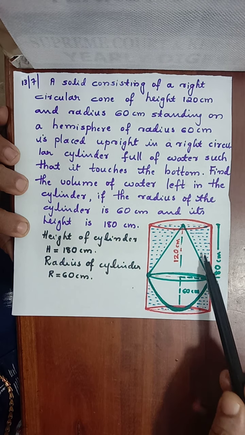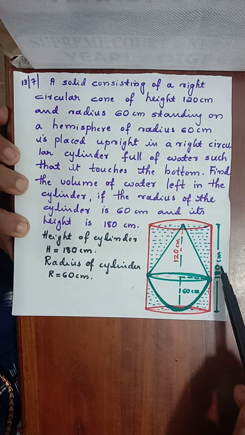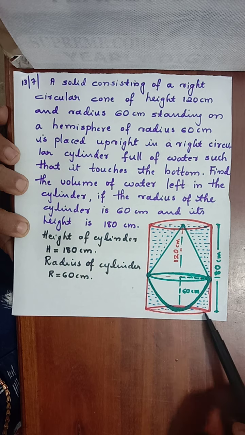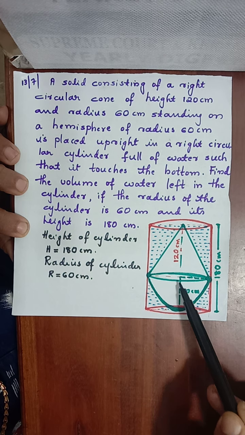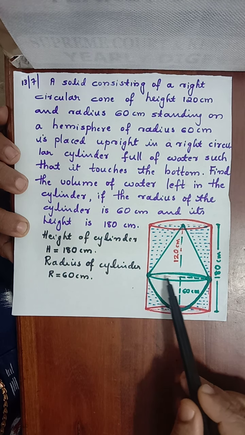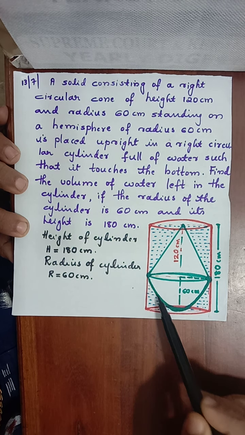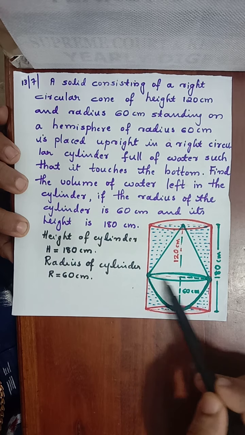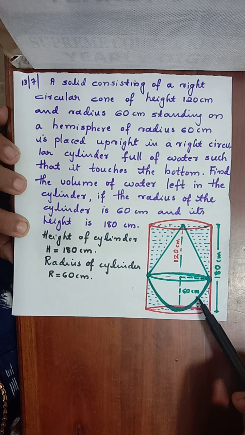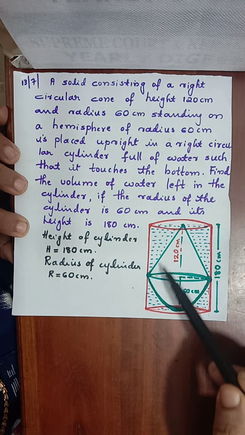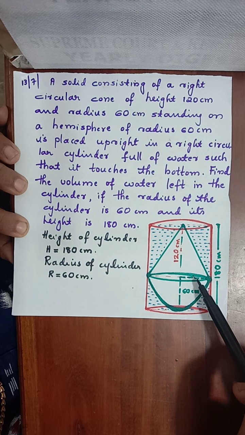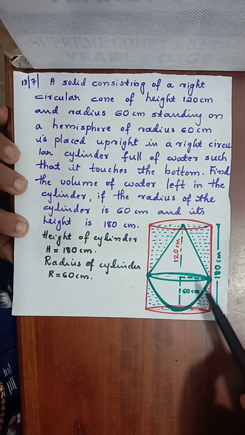Here we are having a cylinder having 180 centimeter as the height and diameter is 120, radius is 60. Radius of this cylinder is equal to radius of the hemispherical portion as well as radius of the cone. So, radius of each of these items is the same. And here we have a solid inside the water inside this cylinder touching the walls of the cylinder.